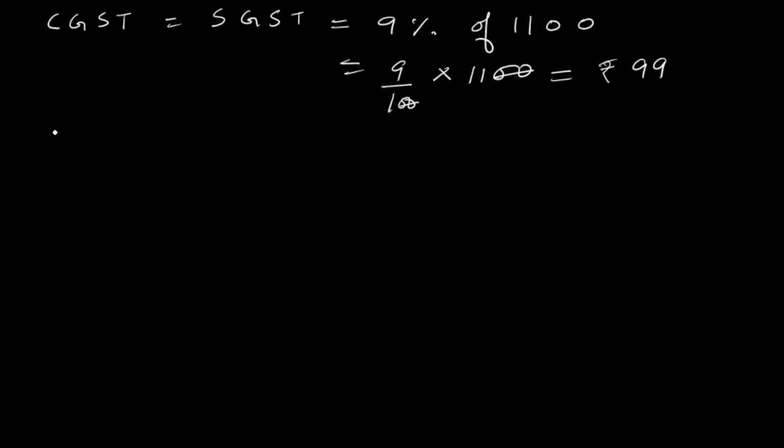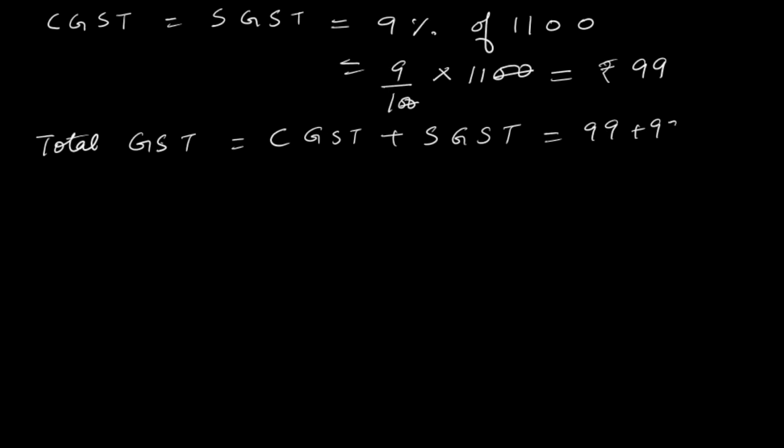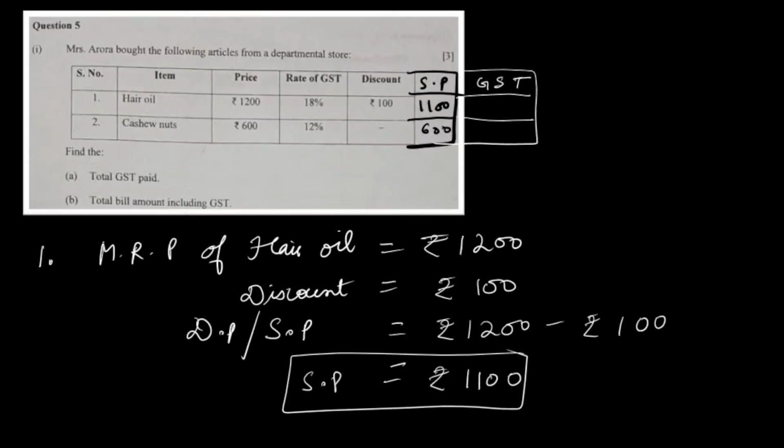So total GST will be how much then? For hair oil, total GST is CGST plus SGST. So 99 plus 99. 99 plus 99 is how much? 198. So in this column you can write 198.